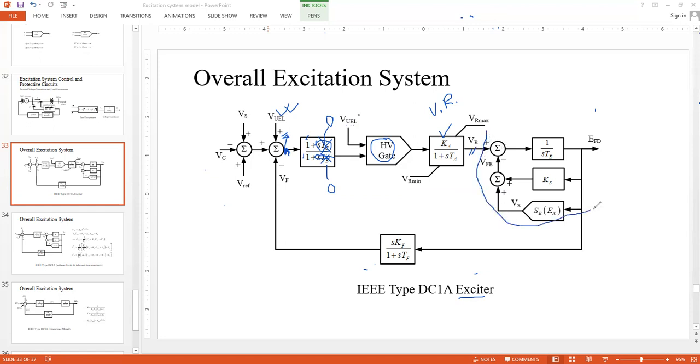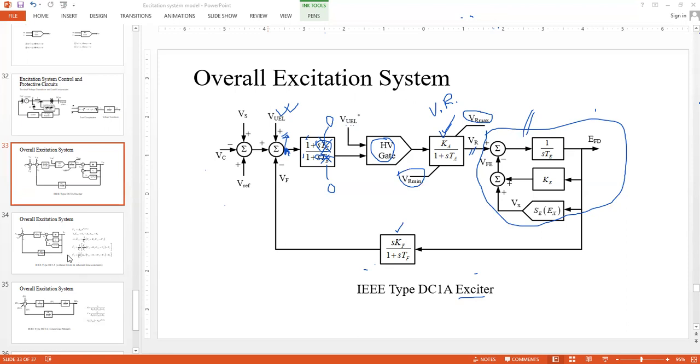This is the exciter. Remember, this is the exciter. So this is the DC exciter, separately excited DC exciter. This is the voltage regulator, which is simply an amplifier with some anti-wind-up limits. And this is the stabilizing feedback.